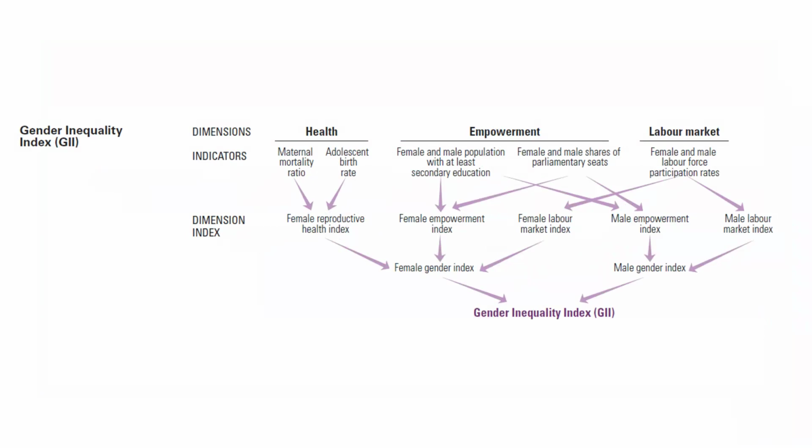For the empowerment section, we're looking at male to female population with secondary education. Are they equal? Are they not? And then for parliamentary seats, we're also going to see, do women who are 50% of the population make up 50% of the parliamentary seats? Lastly, we're going to look at male to female labor force participation rates.